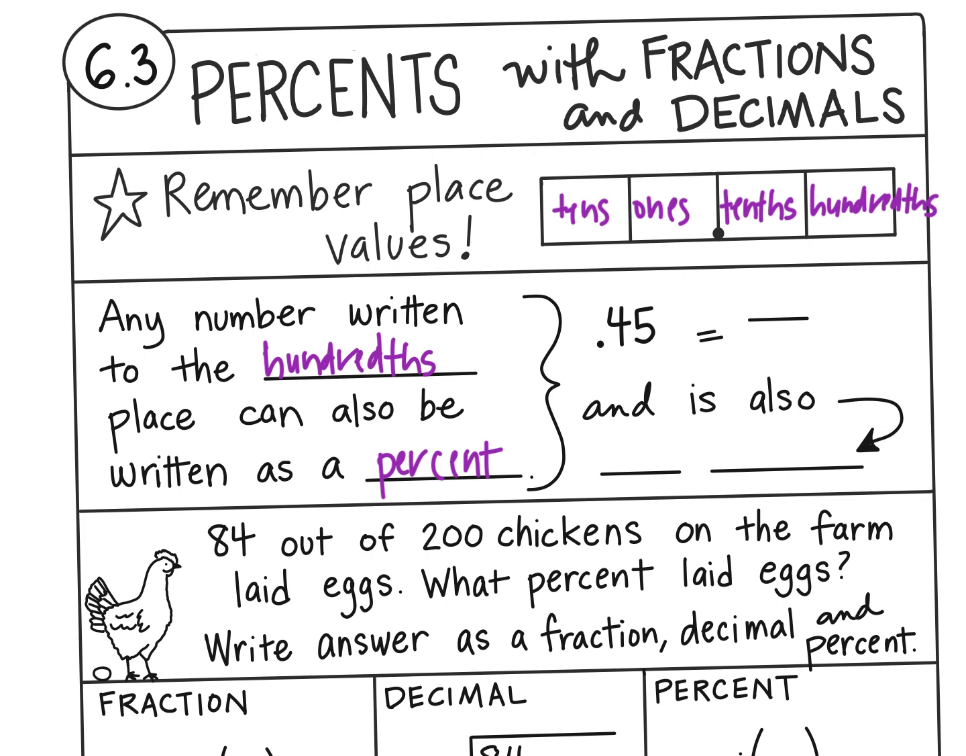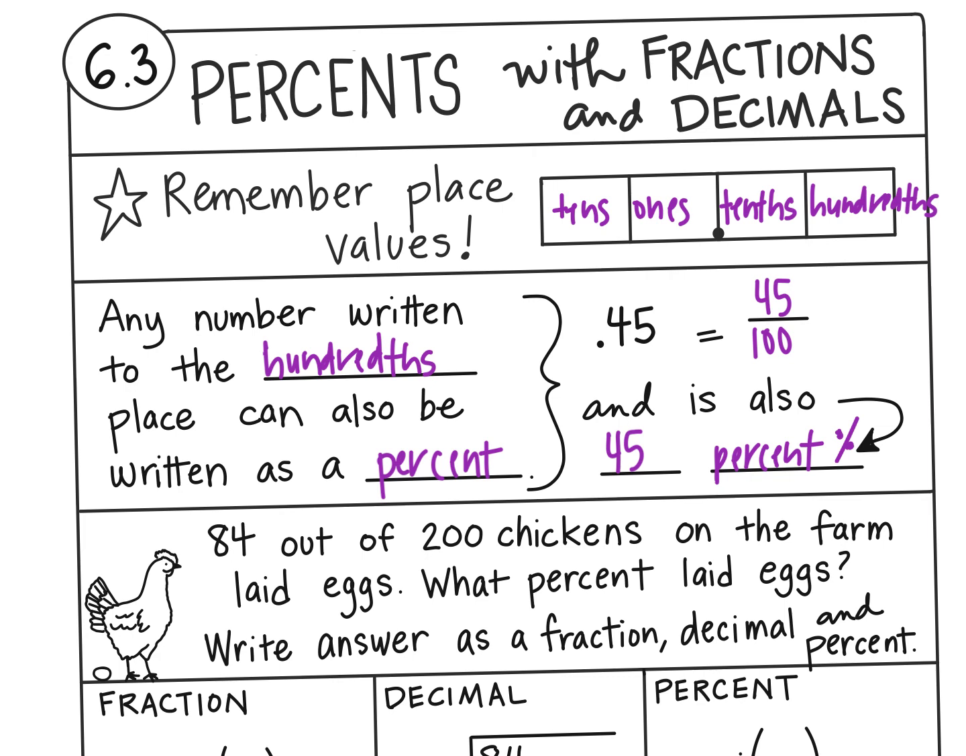Okay? So we're going to be working with equivalent fractions, decimals, and percents today. So we have an example here. It says 45 hundredths. How do I write that as a fraction? 45 over 100. It's also 45%. And we use this symbol for percent.